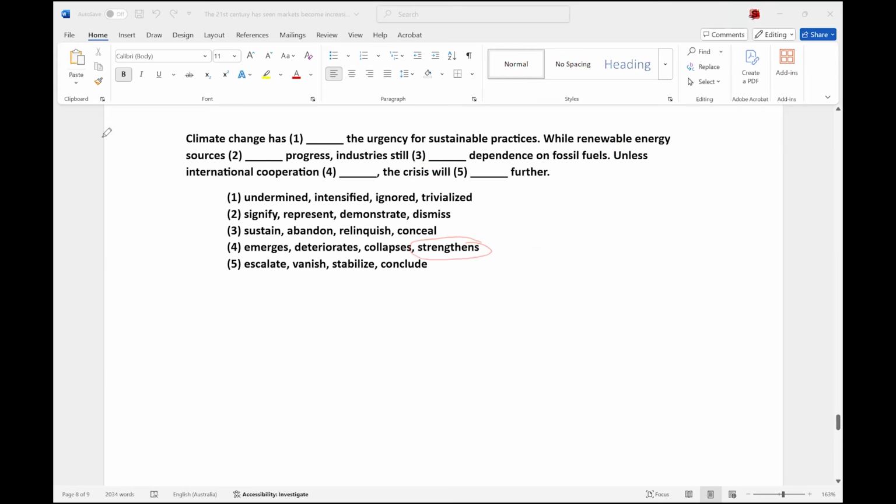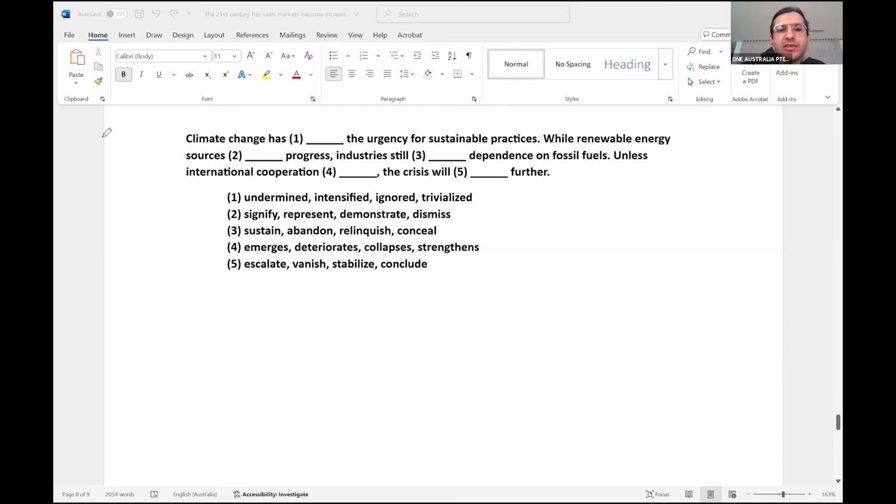Strengthens. Obviously, strengthens is a very positive word. So unless international cooperation strengthens, the crisis will escalate further. What is the meaning of escalate? What does it mean? Expand. Increase. Like it will increase very rapidly. Not only increase, but increase very quickly. Like explode in a sense. So that is the meaning of to escalate.